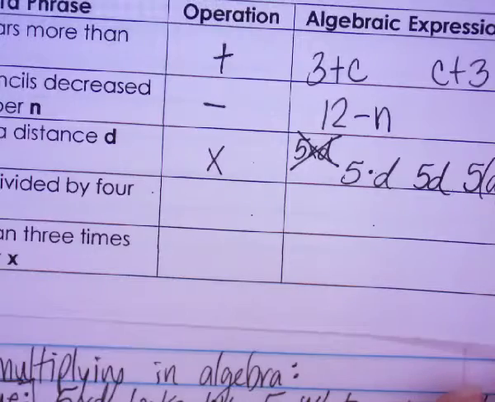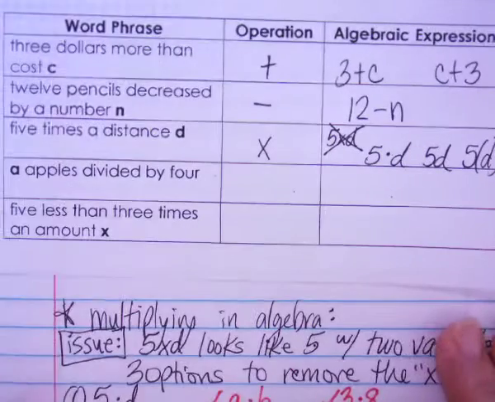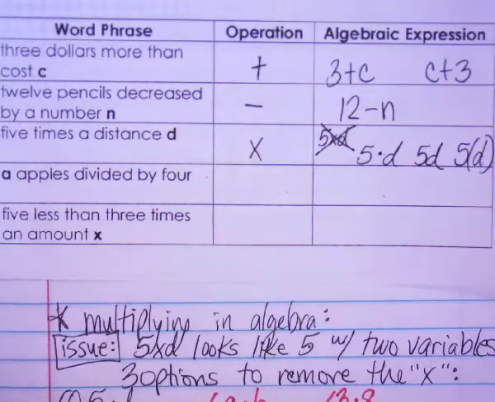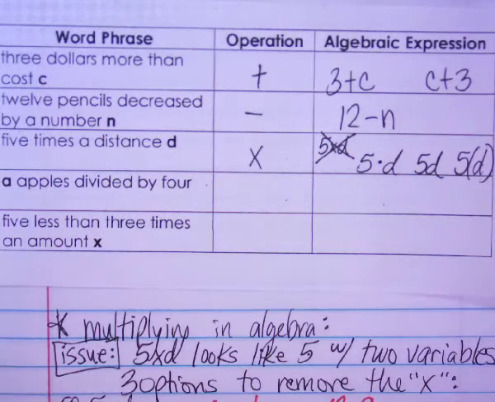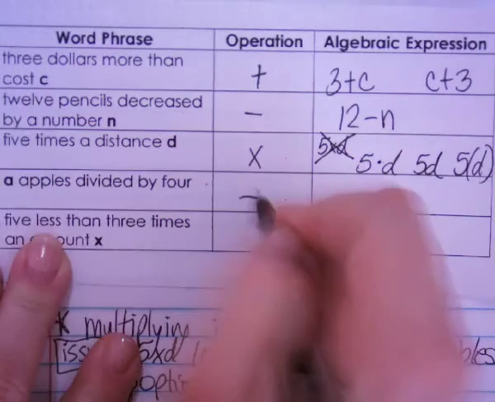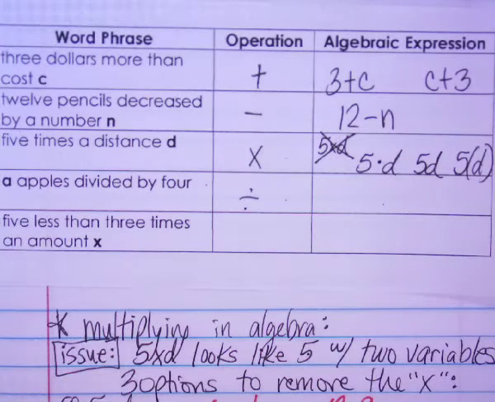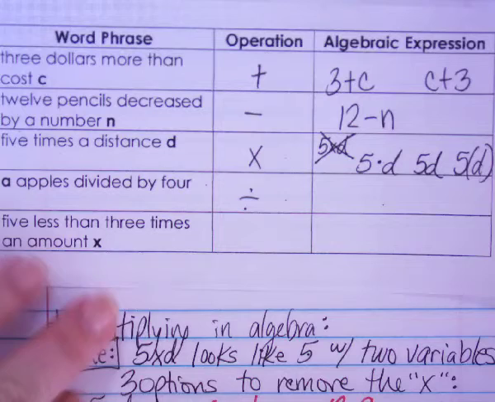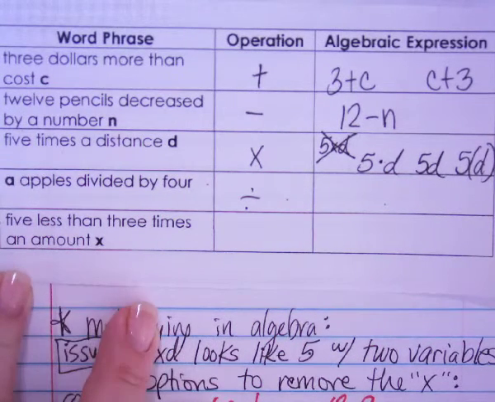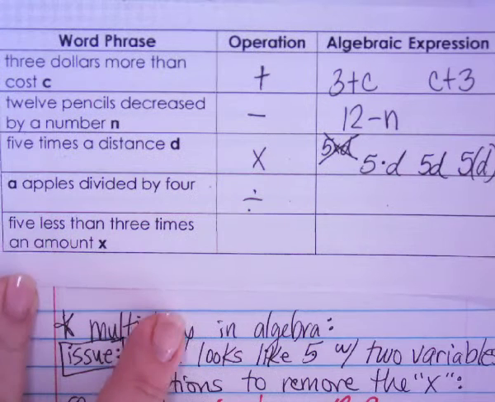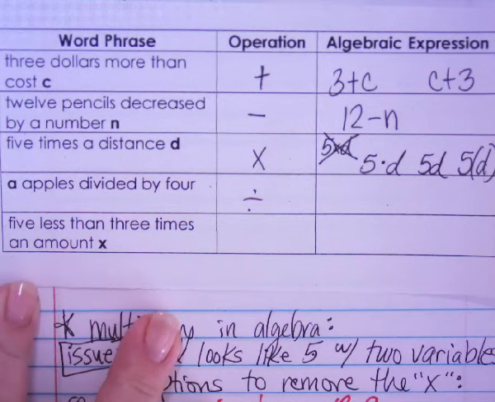Thank you, Madeline. Okay. 8 apples divided by 4. What's our operation and what's the expression going to look like? What's our operation, Adrian? Division. And what is our algebraic expression going to look like? What is it, Catherine? It's going to be a slash. It is, but tell me the whole problem. 8 apples divided by 4.